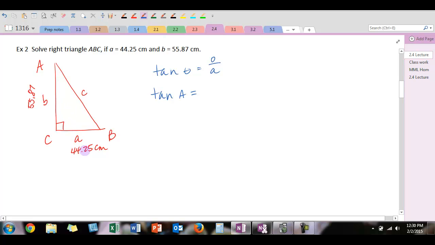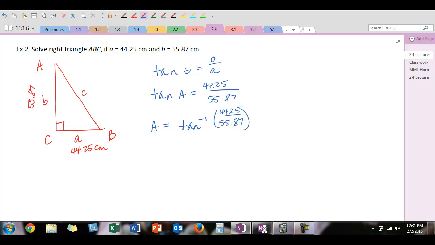If I know that it's opposite, which is 44.25, over adjacent, which is 55.87. We're solving for the measure of angle A, okay, so I'm going to use the inverse tangent function. So A is the inverse tangent of that fraction, 44.25 divided by 55.87. So let's let the calculator do that for us.